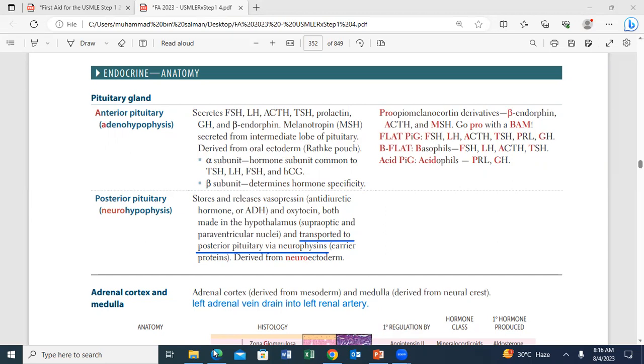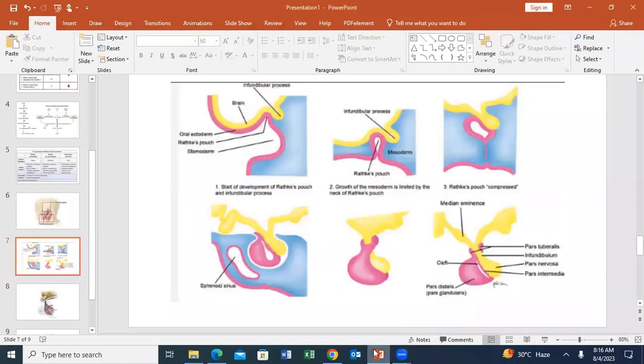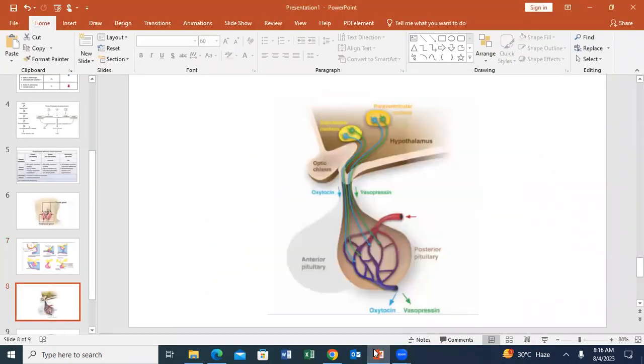Now coming towards the posterior pituitary, as I already mentioned that there is a strong connection between the hypothalamus and posterior pituitary. Let me show the connection to you. As far as the secretions are concerned, there are two secretions of posterior pituitary. One is the oxytocin and the second one is vasopressin. So now have a look at this diagram. This is the hypothalamus and this is the posterior pituitary, this being the anterior pituitary. Now there are two secretions of posterior pituitary. One is the vasopressin and the other is oxytocin.